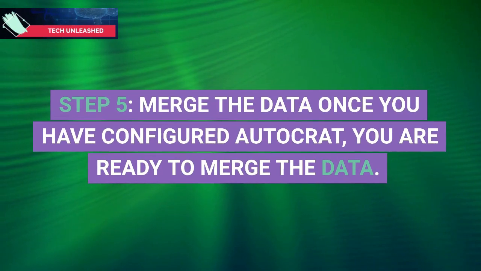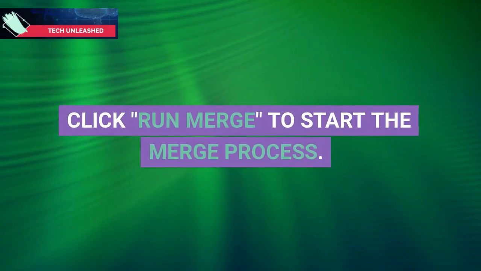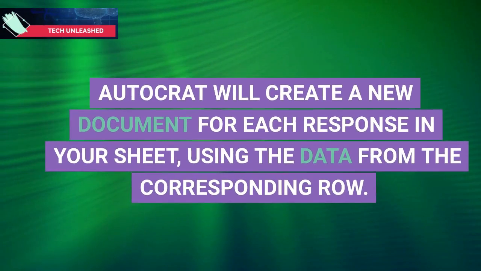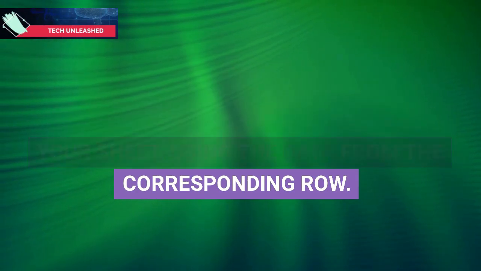Step 5. Merge the data. Once you have configured Autocrat, you are ready to merge the data. Click Run Merge to start the merge process. Autocrat will create a new document for each response in your sheet, using the data from the corresponding row.